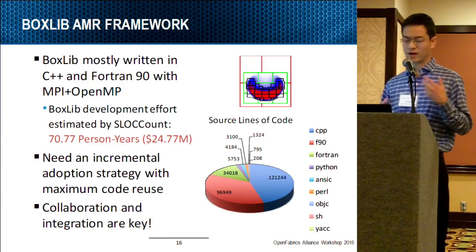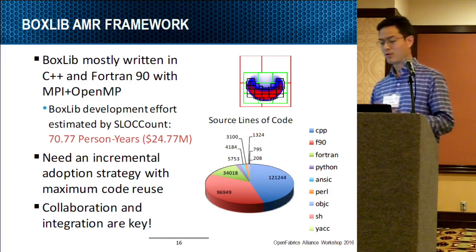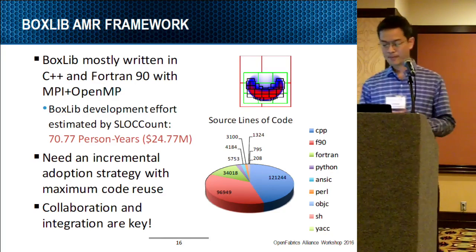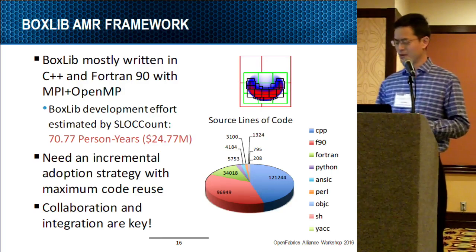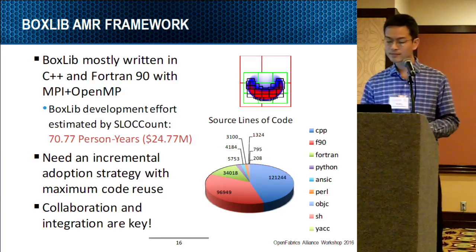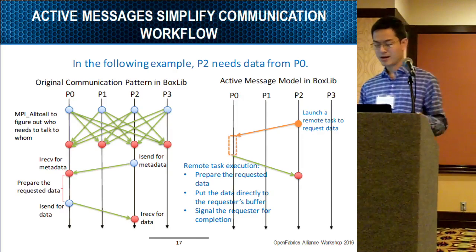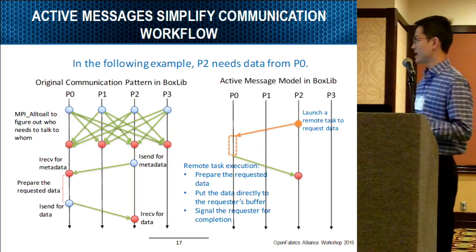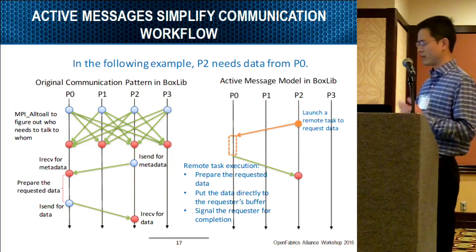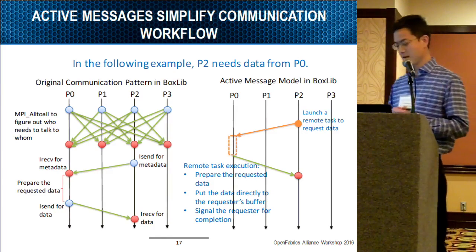Basically, we have to make sure whatever we do interoperates and works with whatever they already have. And we do this by collaboration with the application team. So next, I'm showing one specific example of how we change the communication pattern in BoxLib and use PGAS to help make the workflow simpler and also the performance better.